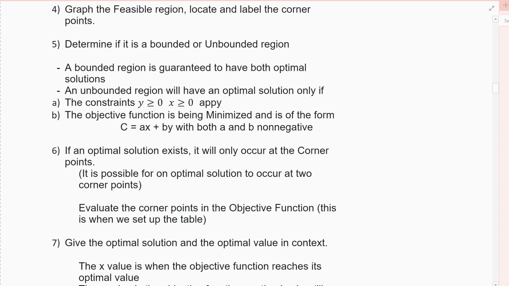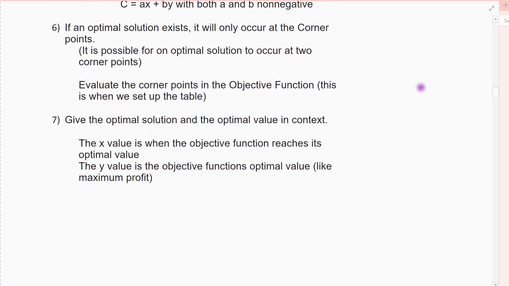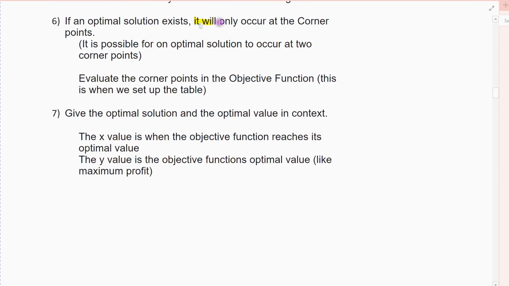If it's unbounded, we can only look at one special type, when all of my values are positive and I'm minimizing. So if unbounded, we can only find minimizations. Bounded, I find both max and mins. If the optimal solution exists, and ours always will, it will occur at the corner points. So the corner points are always going to give us an optimal solution.